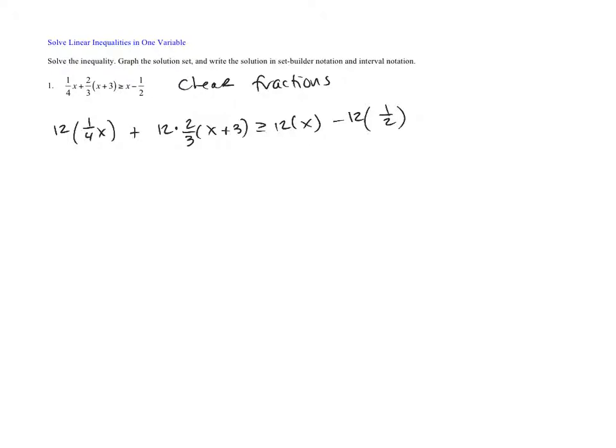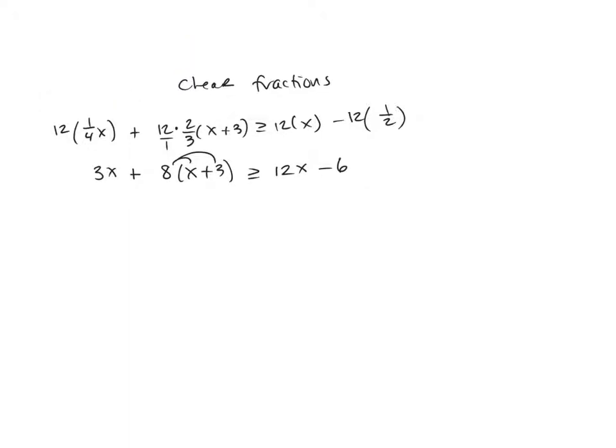Okay, so 12 times 1/4, that would be 3x, and then 12 times 2/3, that would be 24/3, which is 8. Times x plus 3, and that's greater than or equal to 12x minus 6. And then we'll distribute our 8. So I would get 8x here plus my 3x, so I'd have 11x, and then 8 times 3 would be 24, and that's greater than or equal to 12x minus 6.